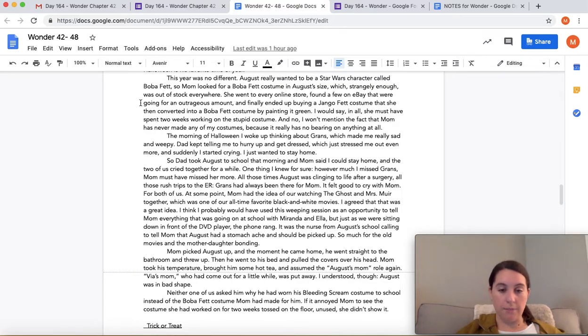Mom picked August up. The moment that he came home, he went straight to the bathroom and threw up. Then he went to his bed and pulled the covers over his head. Mom took his temperature and brought him some hot tea and assumed the August mom role again. Via's mom, who had come out for a little while, was put away. I understood, though. August was in bad shape. Neither one of us asked him why he had worn his Bleeding Scream costume to school instead of his Boba Fett costume Mom had made for him. If it annoyed Mom to see the costume that she had worked on for 2 weeks tossed on the floor unused, she didn't show it.